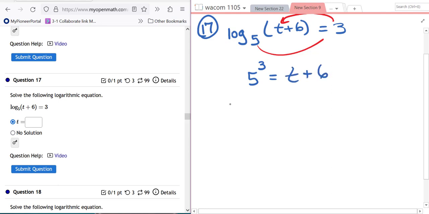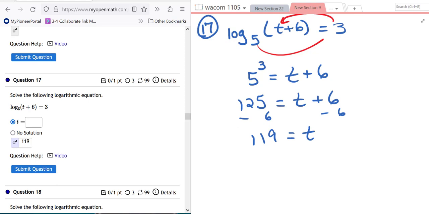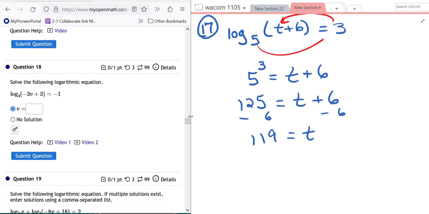And 5 to the third you can work out is 125. And subtract your 6 from both sides. So this gives us 119 equals t. Remember, you're supposed to check these, but 119 plus something, it's going to be positive. That's all you care about. All right, so this should work. And there we go. All right, now we'll go to 19.